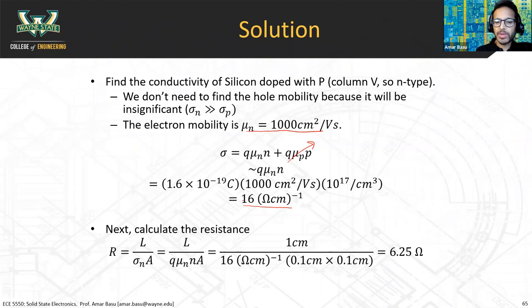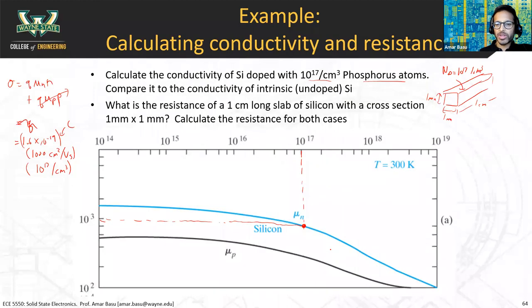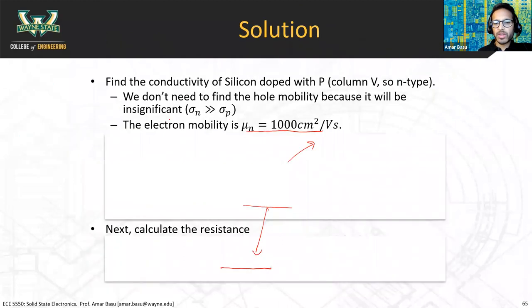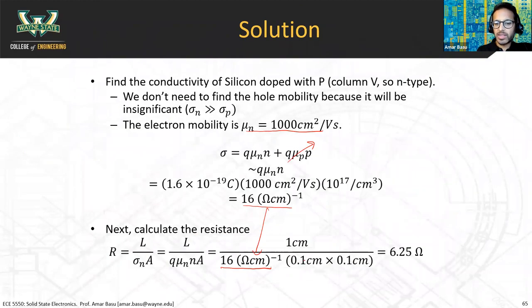And then once we have this conductivity, figuring out the resistance is pretty straightforward, like the problem we did earlier today. R is equal to L divided by sigma A. We figured out what the sigma was. It's 16 ohm centimeters to the negative 1, so that's what comes here. The cross-sectional area is 0.1 centimeters by 0.1 centimeters. Now keep in mind that the question was saying that it's 1 by 1 millimeter, so we have to convert all the units into centimeters.